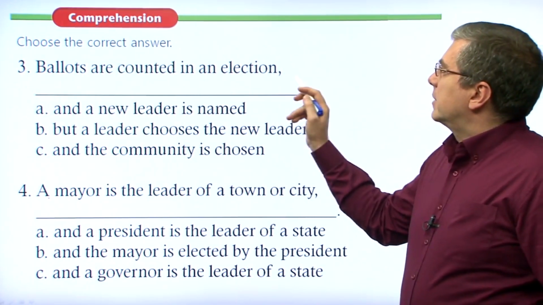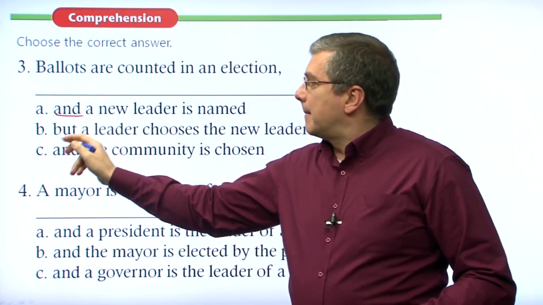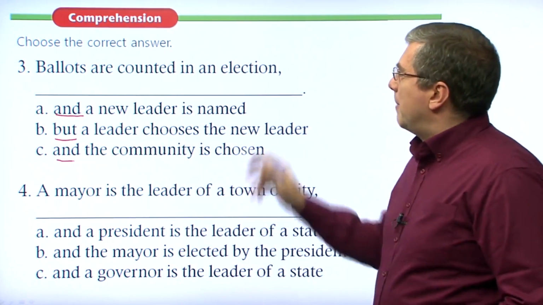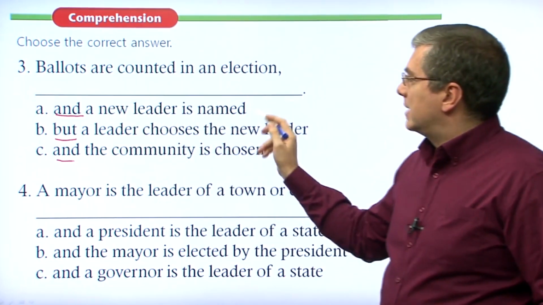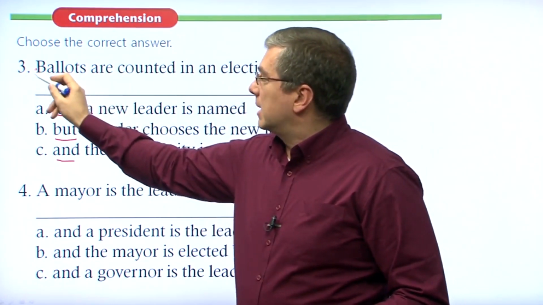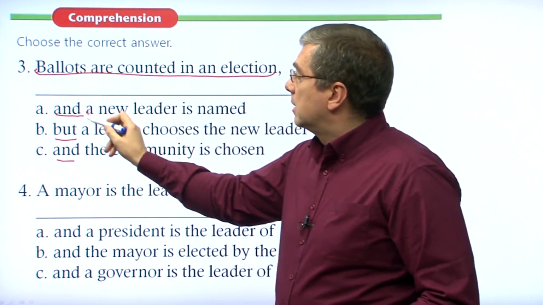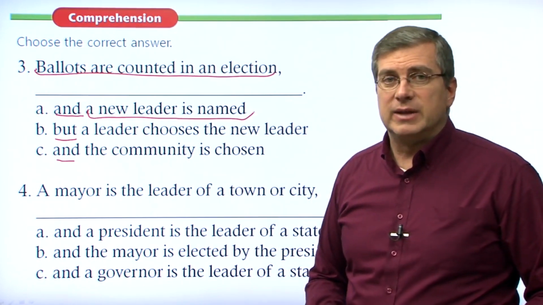Ballots are counted in an election. And then we see "and" and "but." So let's pay attention to those words. Ballots are counted in an election, and a new leader is named. What "and" means is that both are true. Ballots are counted in an election, true, and a new leader is named. Does that sound correct? That does sound correct, doesn't it?